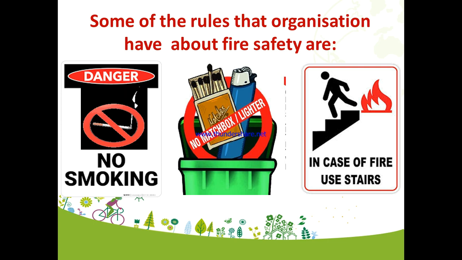Now see here some of the rules that organizations have about fire safety. The first image is showing us no smoking, meaning when you go for work in an organization, company or anywhere, don't smoke in the offices or in any workplace. The second image shows us don't carry lighters or matchboxes into the office. Third, don't use the elevator in times of fire in the building. Always use stairs for such emergencies.